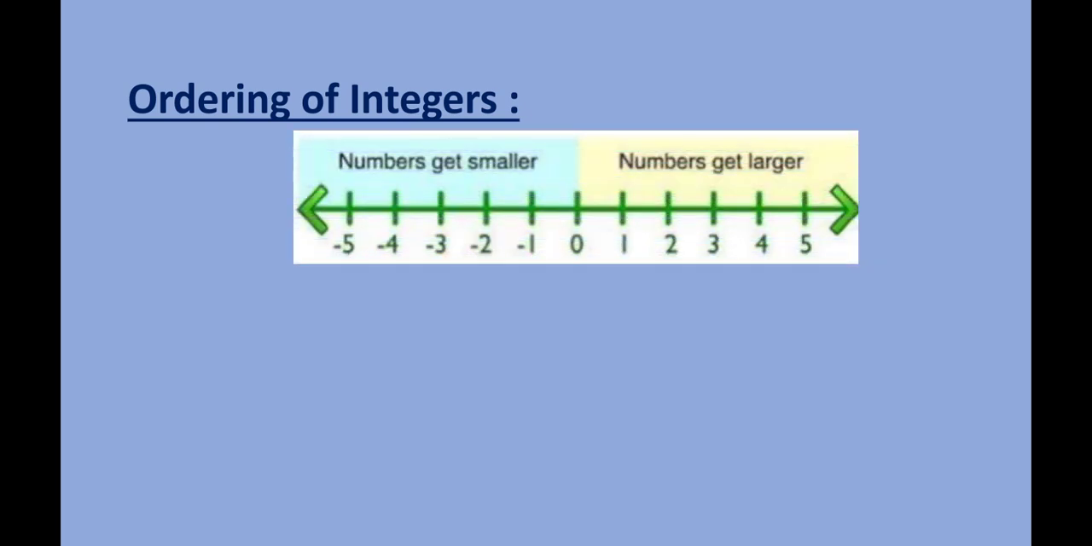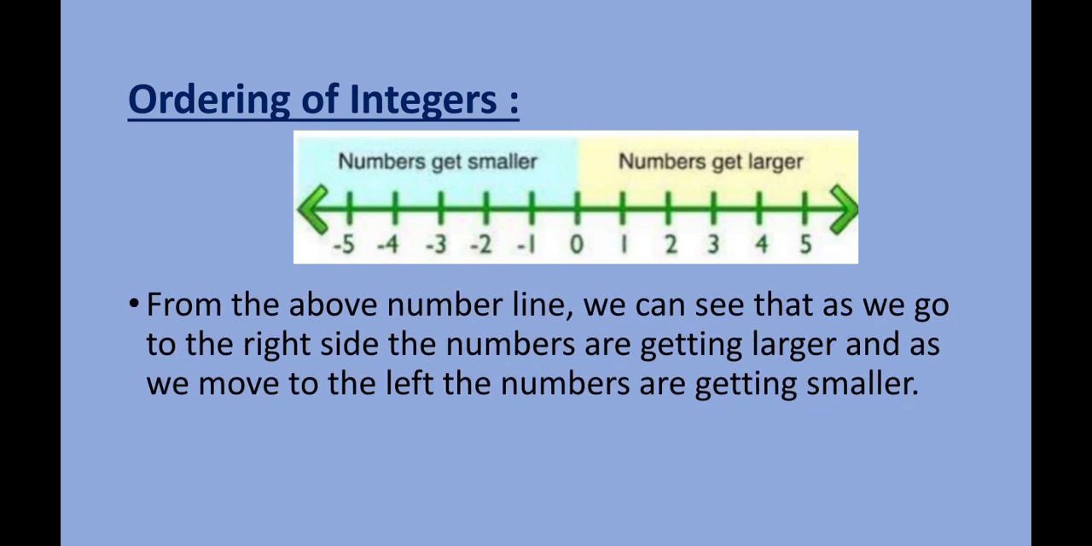Next, move to the ordering of integers. As we have already discussed the number line of integers, here is the number line. From the above number line we can see that as we go to the right side, the numbers are getting larger. If we move towards the right side from the 0 on the number line, we get larger numbers, like 1 and 2, 2 to 3, 3 to 4. So we can say that if we move towards the right, we get the larger number.